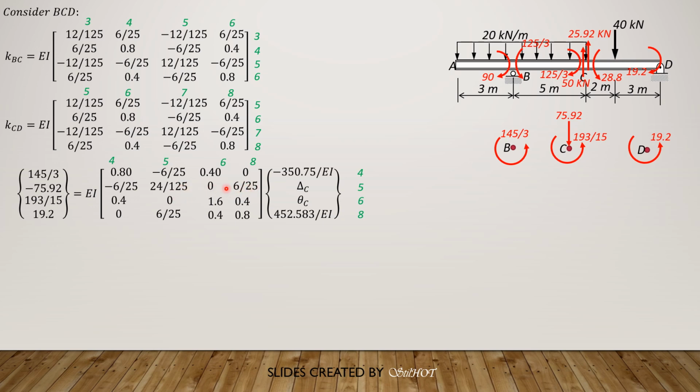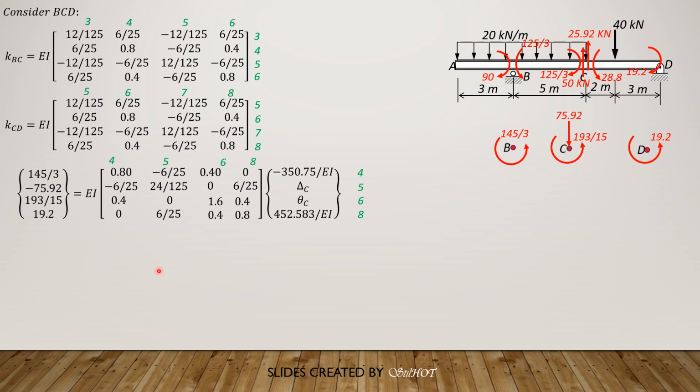Then copy this 0 and 6 over 25 here. Then this is 6, 6. 6, 6 is 0.8 plus 0.8, so 1.6. Then 8, 6: there's only one, 0.4. Then copy 0.4 here because the matrix is symmetrical. Then lastly, we have 8, 8. 8, 8 is only 0.8, so 0.8 here.